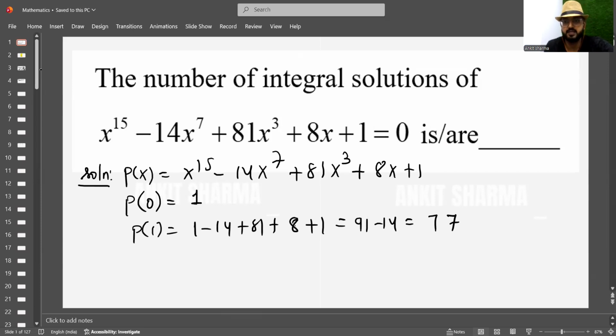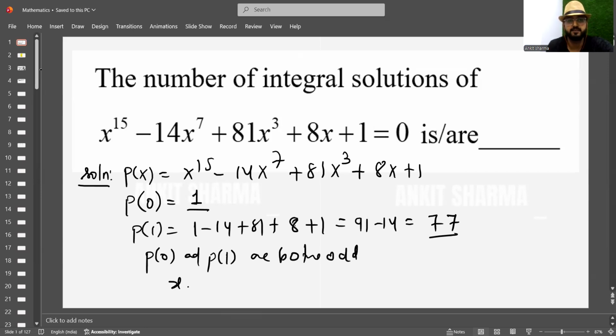So that is 77. So 1 and 77 both are odd. So P of 0 and P of 1 are both odd. So this implies P of x equal to 0 does not have an integral solution.